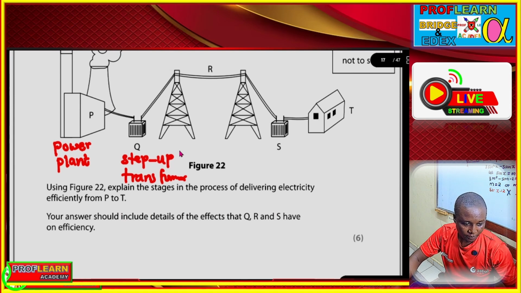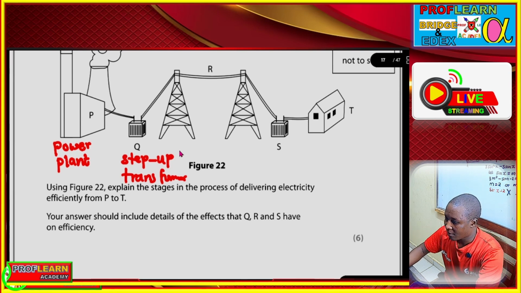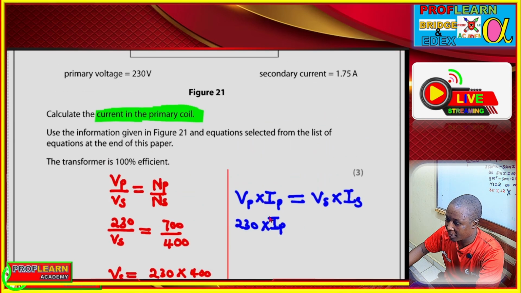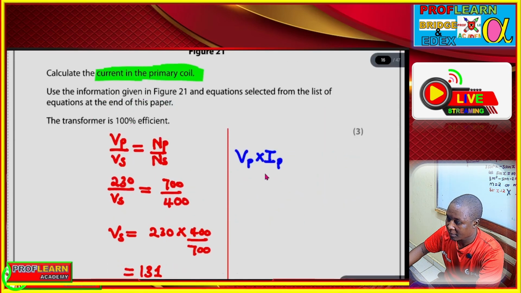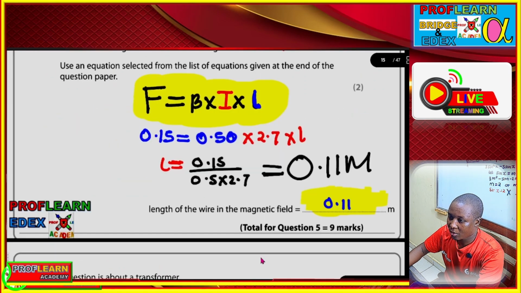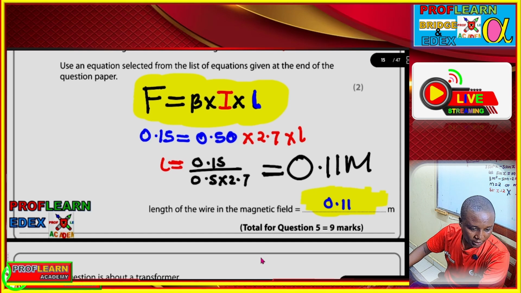Let me check. I'm checking the chat section and I can see guys are saying got 0.69, got 0.69, and I got 0.11. Let's check what could be the problem in that particular part. Can you confirm what answer you got? Will this type of question come up on AQA?